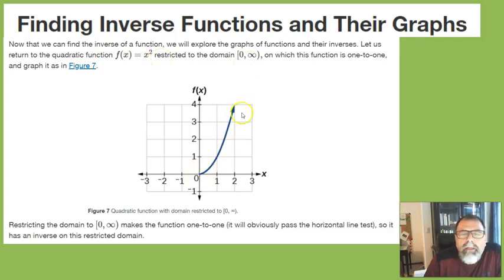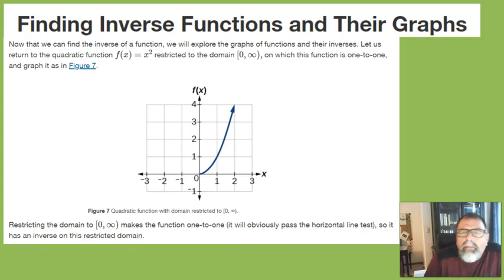So it's just the right half of the parabola, like I was mentioning in the example before, on which the function is 1-to-1. See, it passes the vertical line test to be a function, and the horizontal line test to be 1-to-1. Restricting the domain to 0 to infinity makes the function 1-to-1, so it has an inverse on this restricted domain.